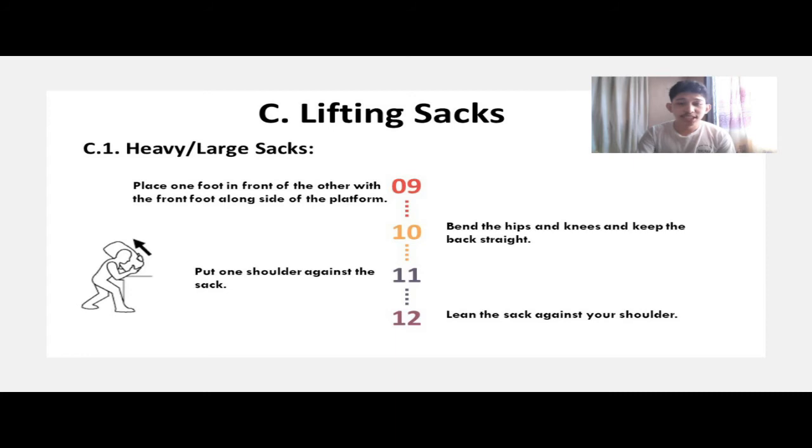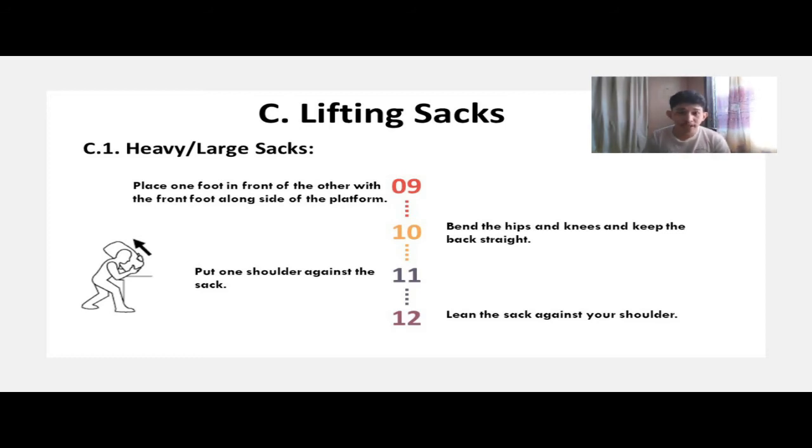So after you have successfully placed the sack on the platform, the next thing that you should do is place one foot in front of the other with the front foot alongside the platform. So after that, you will now prepare yourself for lifting the sack onto your shoulder. So first you have to bend the hips and knees and keep the back straight. So that is the 10th step.